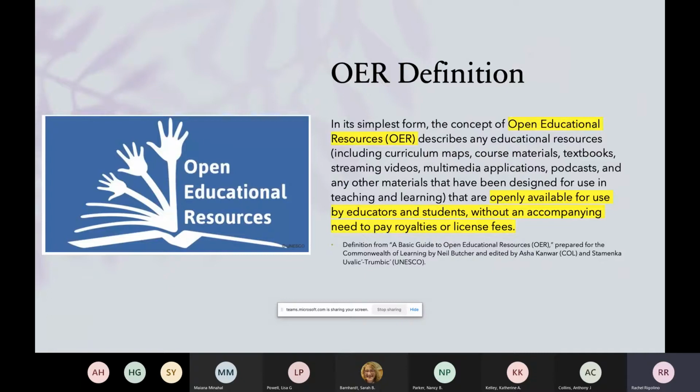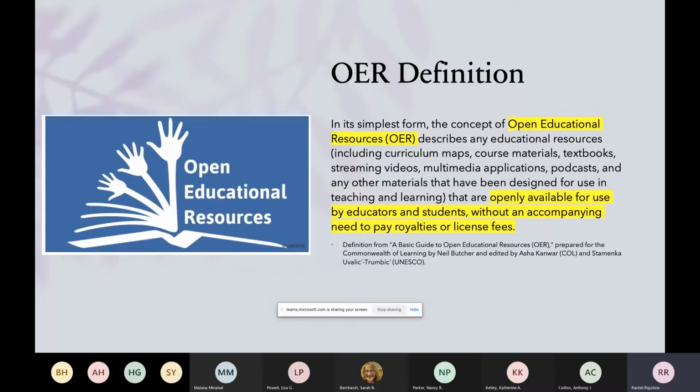I wanted to start with a definition, because the more purist, for lack of a better term, is this UNESCO definition of what an open educational resource is. It needs to be something openly available for use, whether it be a textbook, video, other material, or an image, by educators and students without a paywall, without the need to pay royalties or license fees. So we'll start with that definition.